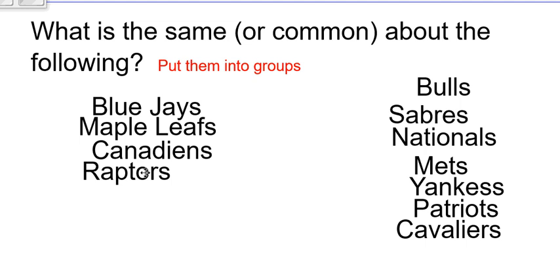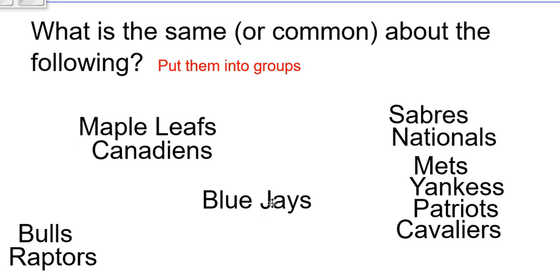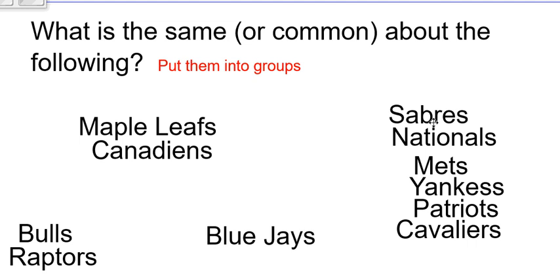For example, I'm going to come down here and put all my basketball teams over, and I'm grouping now, not by country, but by sport. Right away, I have Maple Leafs and Canadians. They are both hockey teams. And then Blue Jays, Mets, Yankees. I'm assuming Buffalo Sabres.